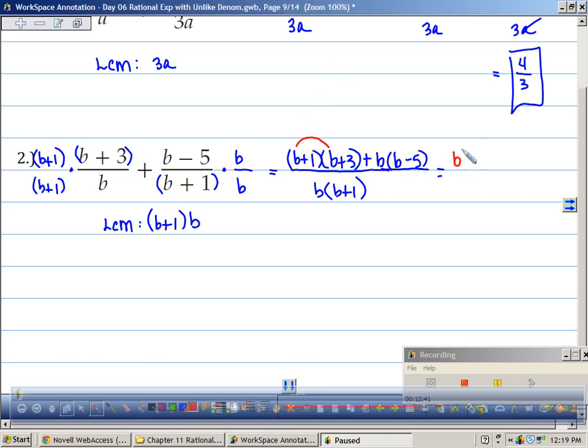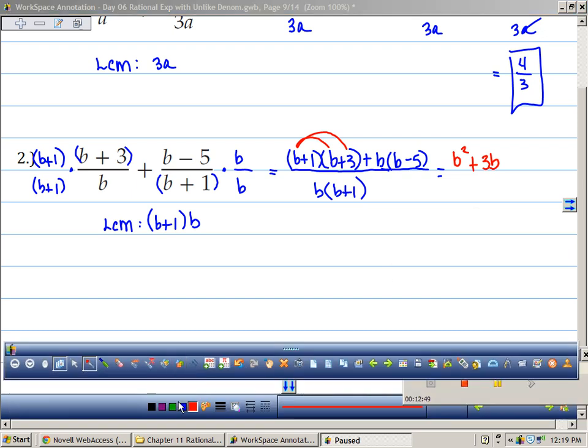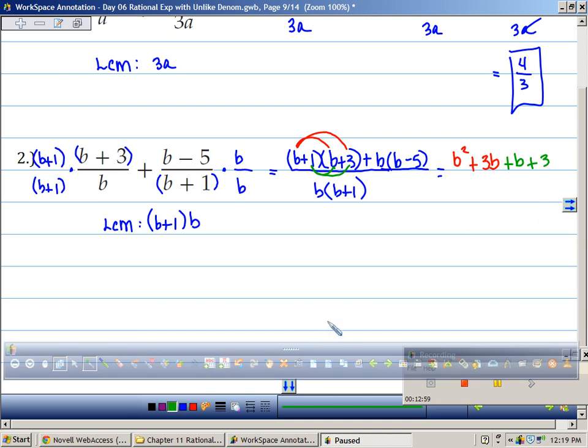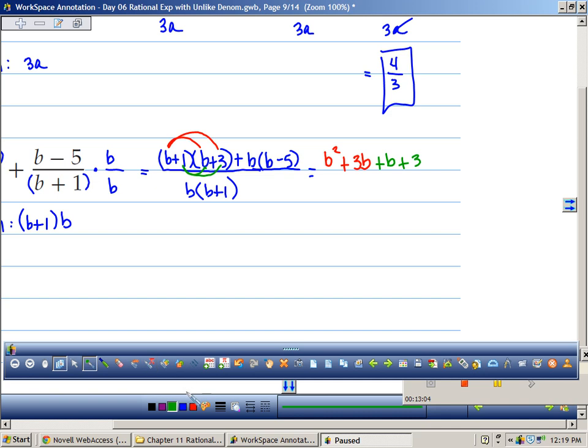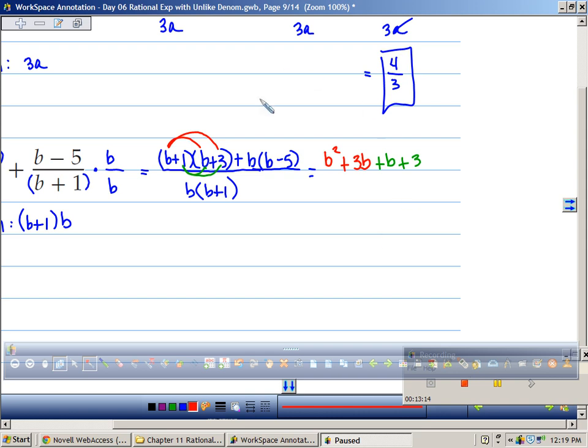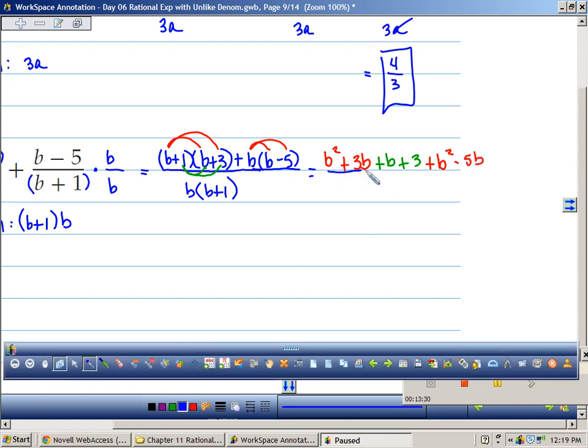B times b is b squared. B times 3 is 3b. 1 times b is b. And 1 times 3 is 3. With me so far? B times b is b squared, and b times negative 5 is negative 5b. And this is all going to be over b times b plus 1.